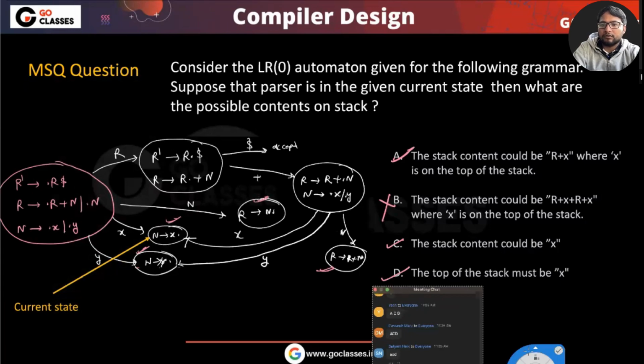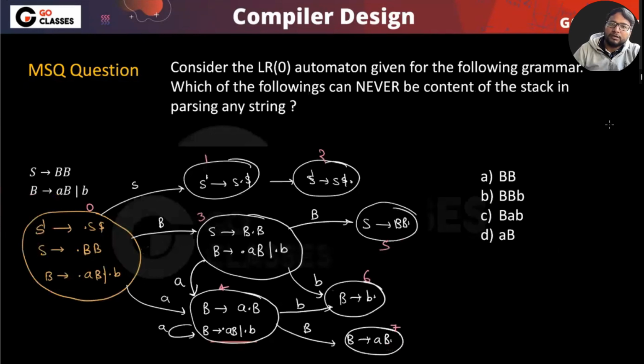Now let's move to the next question. Can you solve this question? What they are saying is that this is given, then which of the following can never be the content of the stack? Can you tell me? This BB, can this never be the content of the stack? Just think about it.